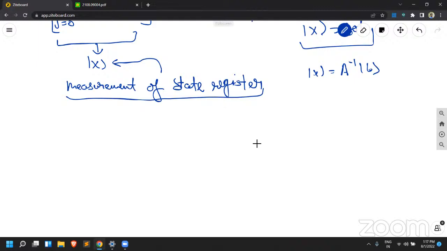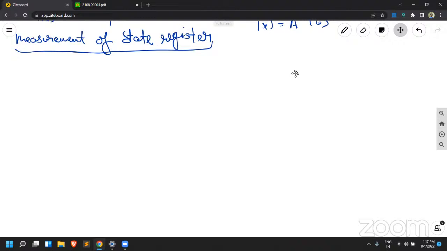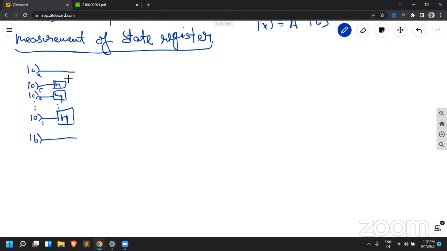So I'll draw the final circuit, what it actually looks like, that will give a complete picture. Okay. So in the complete circuit, we have first one ancilla bit. We have n number of clock registers, C and up to C. And then we have the state B. And we apply the Hadamard gates on all the clock registers. Okay. And there's nothing on B and ancilla.